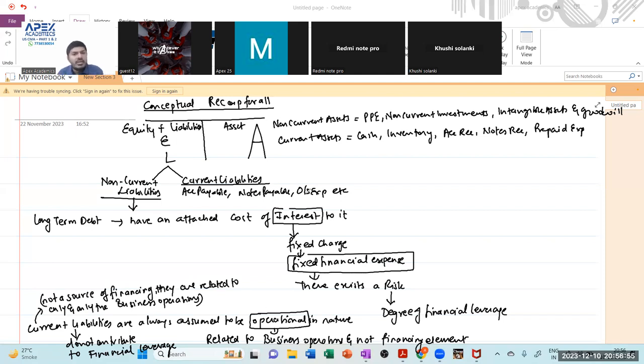Are we clear about this? Yes or no? Please tell me that. Are we clear about this? Bank OD in current liabilities, but see, how is there bank interest in it?